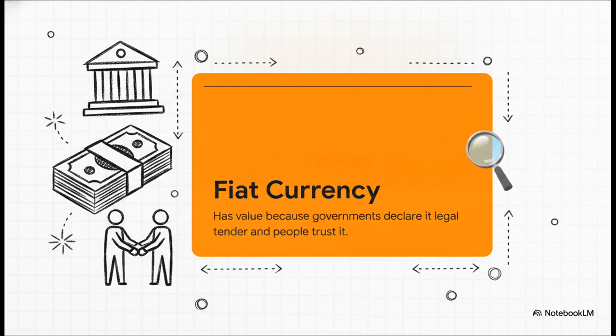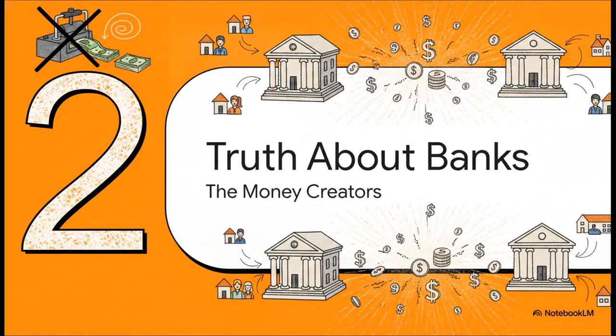It's an adult vocabulary term, but it's super simple. Fiat currency. The money we use today is fiat currency. It actually doesn't get its value from being backed by physical gold or silver anymore. Nope. It has value simply because the government declares it to be legal tender and, more importantly, because people trust it. That collective trust is the ultimate power source giving value to your allowance or your paycheck. If that trust disappears, the value completely disappears with it. Moving right along to level 2, the truth about banks, the money creators.